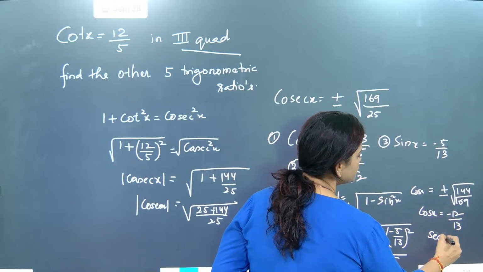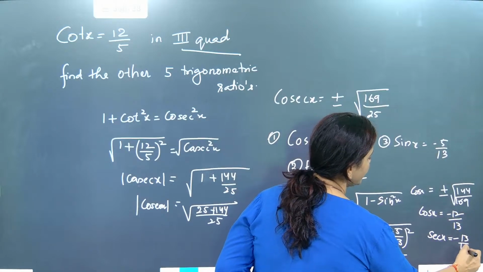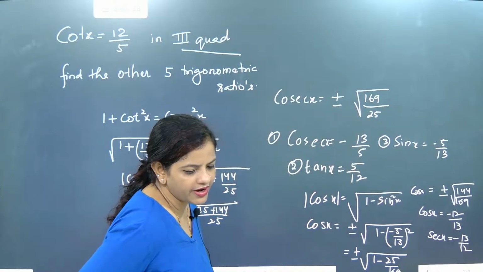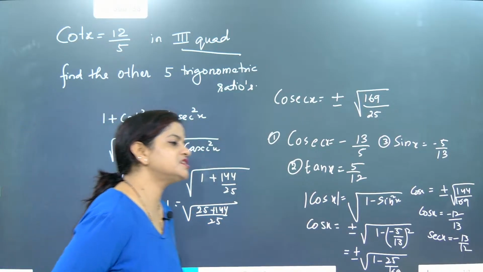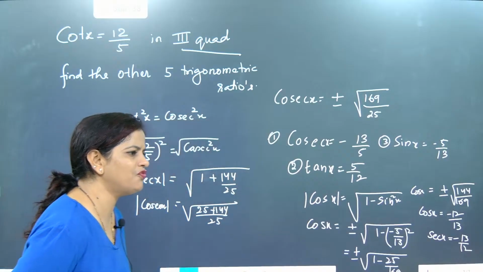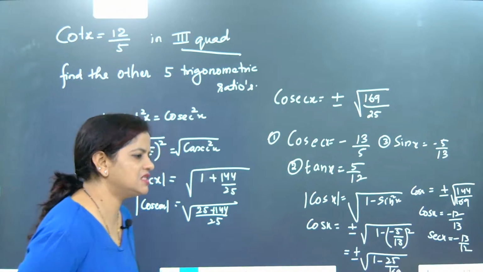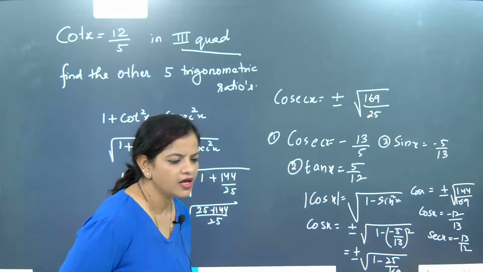So secant x will become minus 13 by 12. Secant x will become minus 13 by 12. So only this much work you have to do. This is the easy part that you have to follow. This is exactly the easy work you have to do. Okay, so now Nishika, solve.